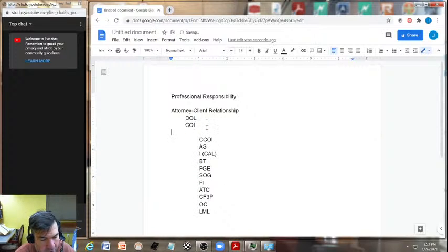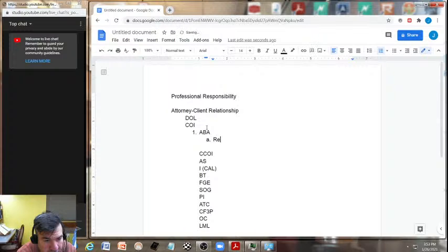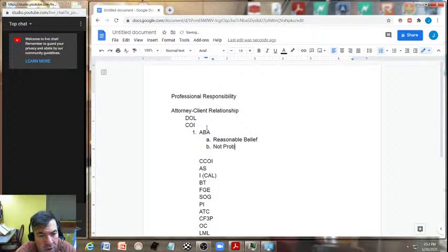Now, making sure we spend a little bit of time establishing, in terms of our conflicts of interest, what is the ABA rule on that and the California rule on that? Because this is a very important issue. So let's establish that with whole words here. Number one, this is under ABA: reasonable belief, not prohibited by law, the clients are not asserting claims against one another.